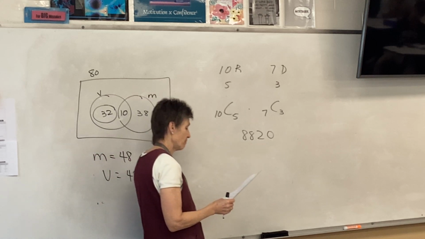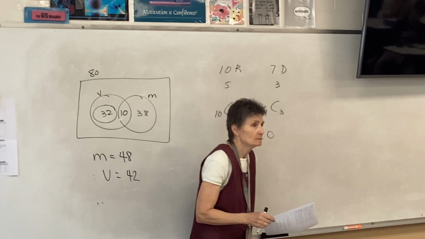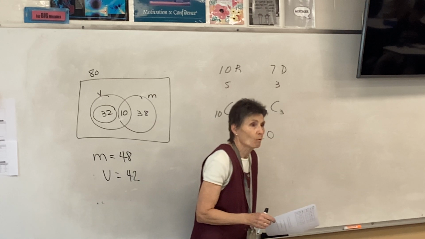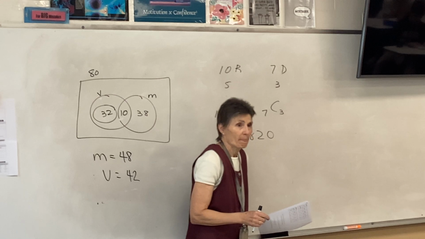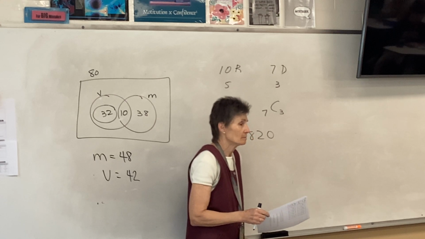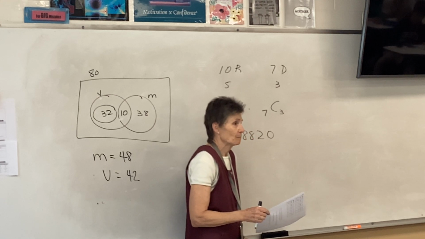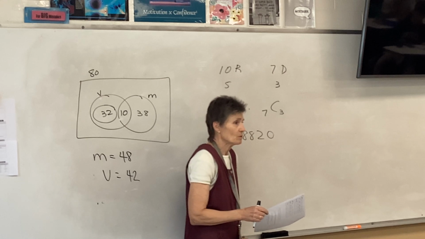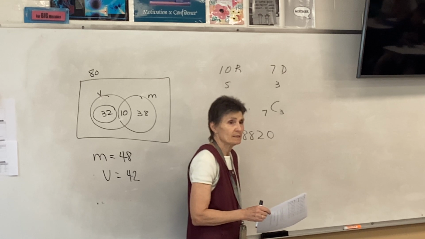Ways can I line up 4 kids in the hall? 4 factorial. I'm lining them up in the hallway. Straight line. Lining them up. 4 factorial. So the answer is 24.